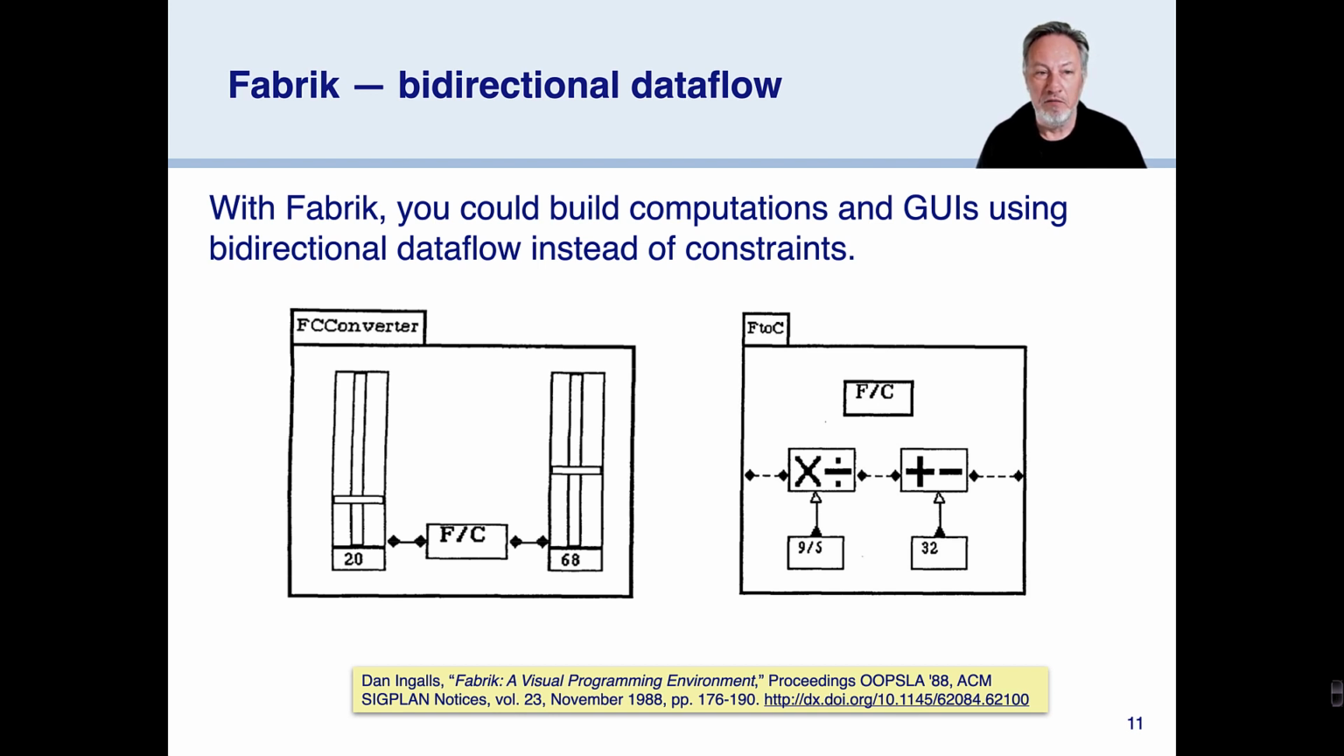A little bit later, Fabrique was a similar kind of tool, except instead of being based on constraints, it was based on bidirectional data flow. So here's a similar example from 1988, where we have Fahrenheit and Celsius thermometers, and they stay in sync, but instead of using constraints, these bidirectional data flows will cause events to flow from one component to another.